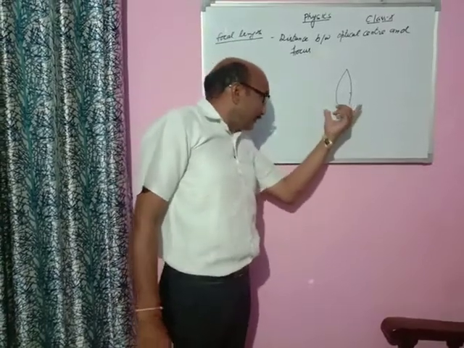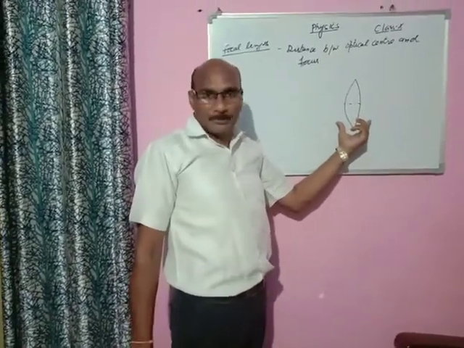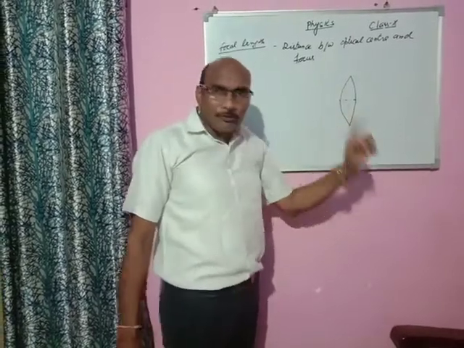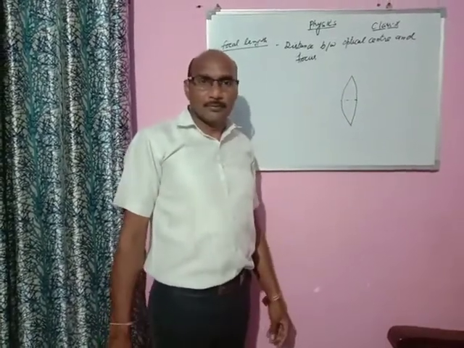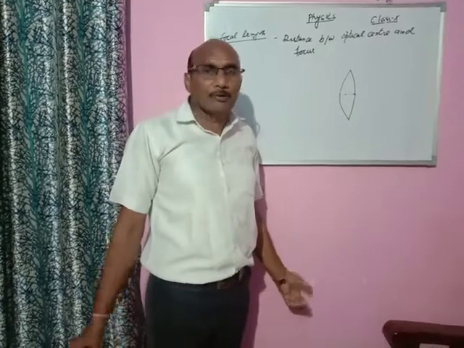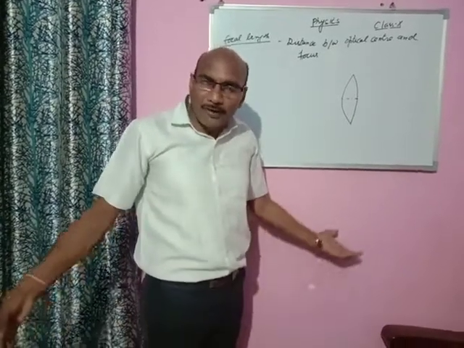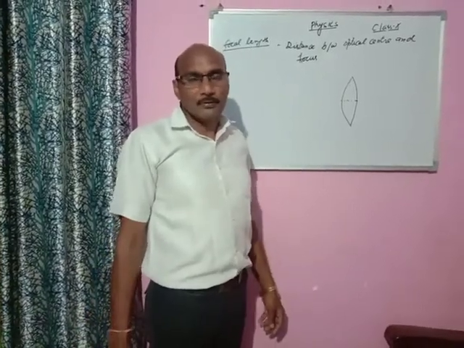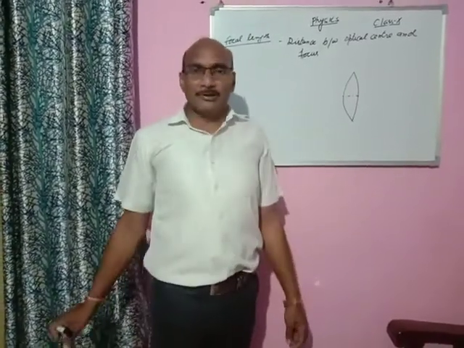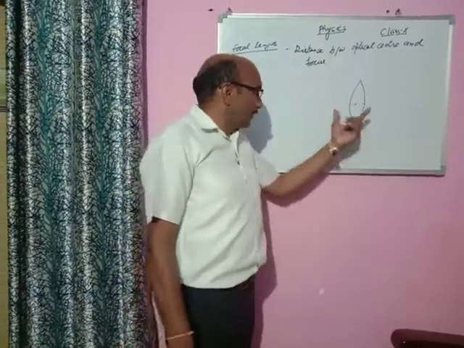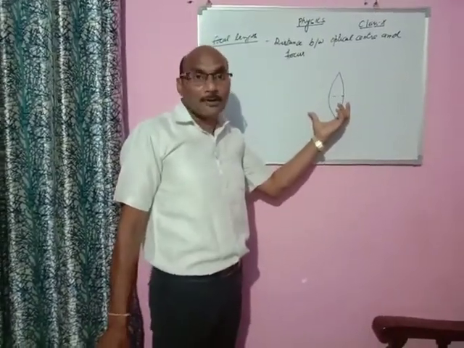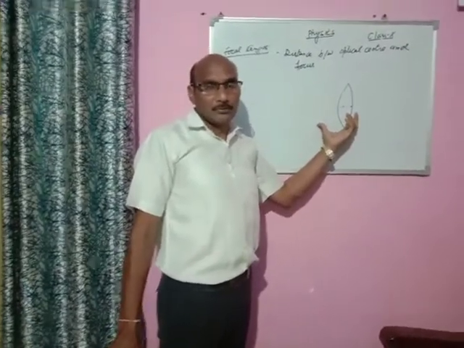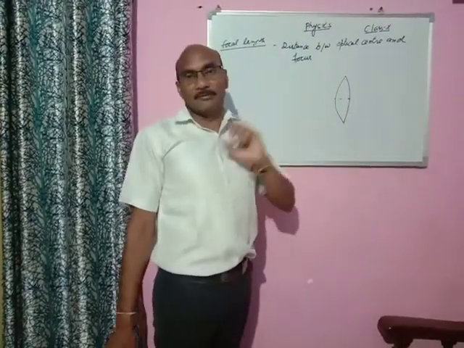When he covers 50% or some portion of the lens, the curvature is not changed. So the value of the radius will not change, so the focal length also will not change. Then what will change? The intensity of the image will change, because light will not pass properly through this lens. All the light rays will not pass, so light will pass partially.